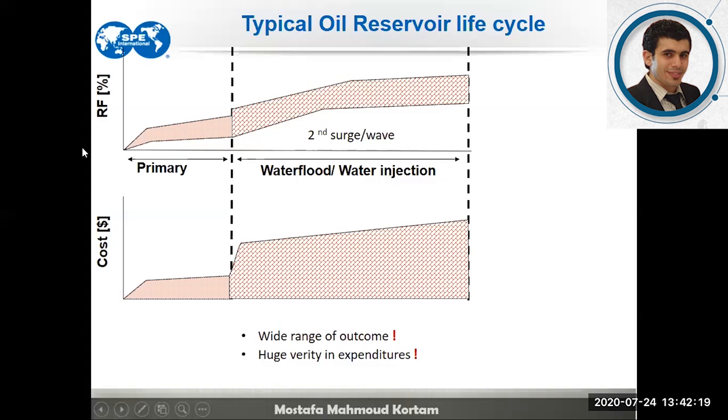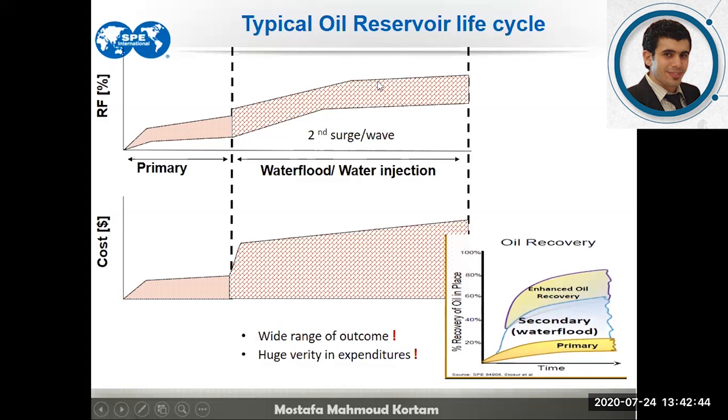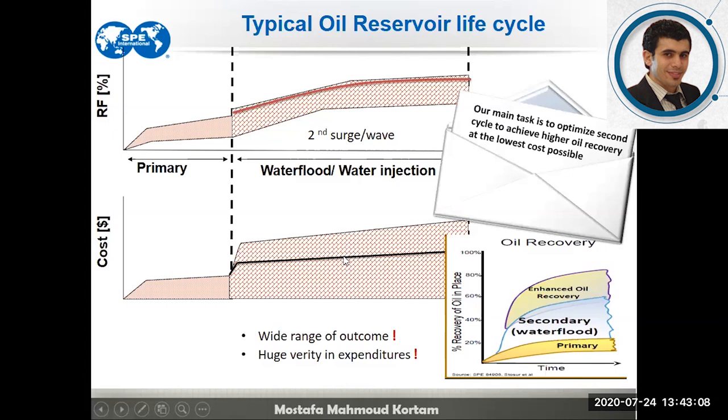Once you start the injection, or the water flooding, or what we call the secondary driving mechanism, we get a second flush of production. You get a rise in the recovery factor and the recoverable reserves over time, which later flattens again, closer to flat, because you have recovered most of the production from the first period of water injection. The cost is the same. This represents the CAPEX and this represents the OPEX. So you would define a wide range of costs and a huge variety in the outcomes, I mean here in the recovery factor.